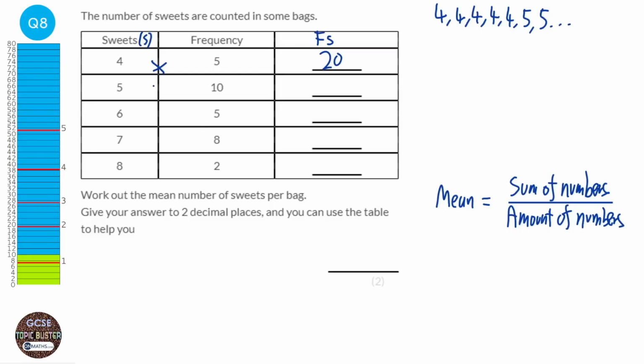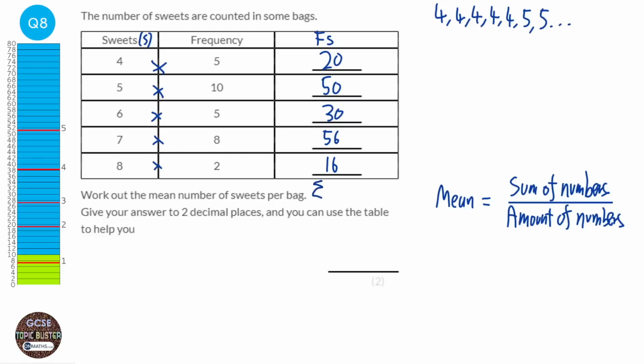If we keep going through this, there are 10 lots of 5, well that just makes 50, 5 lots of 6, which is 30, 8 lots of 7, which is 56, and then 2 lots of 8, which is 16. Now altogether what do they add up to? Well, we know these add up to 20, these add up to 50, these add up to 30, etc, etc. But altogether, they're going to add up to whatever this column adds up to.